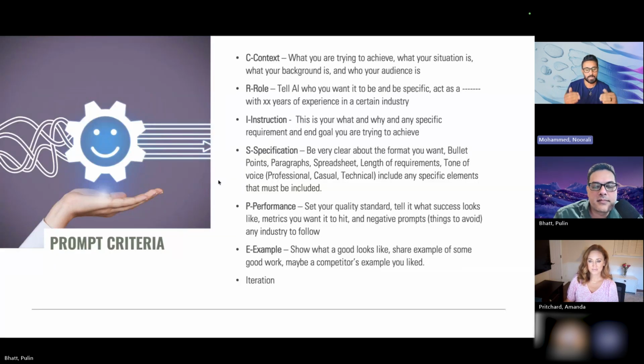The reason why we put I at the end, iteration, is that it's very important to have a conversation. Again, you're having a conversation. It's not a search. You're not putting something on Google and expecting a result and taking that and running with it, right? You're having a conversation with AI. So with that, you have to iterate.